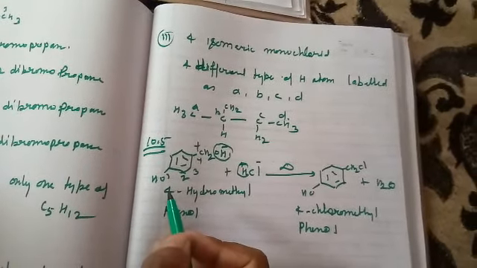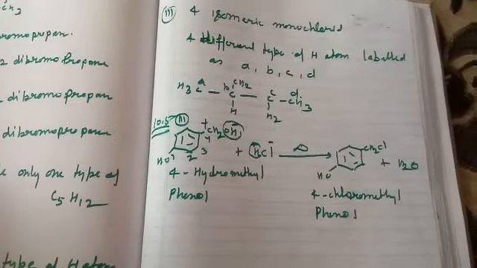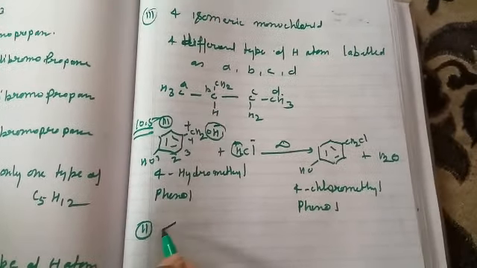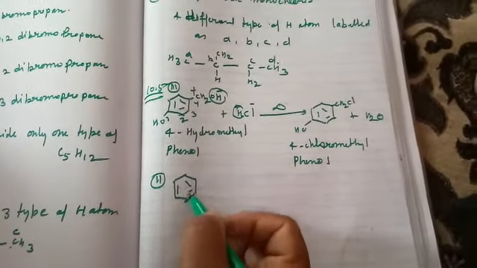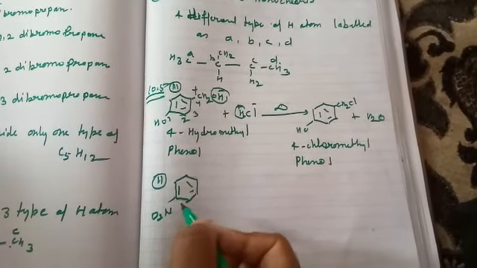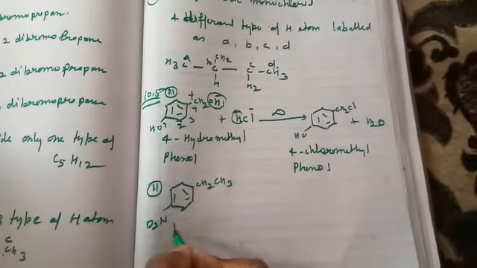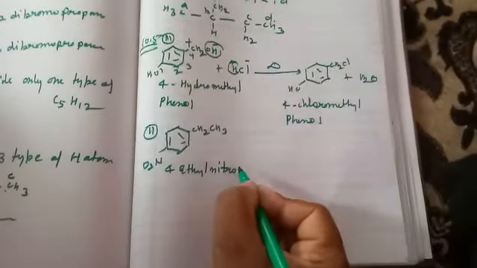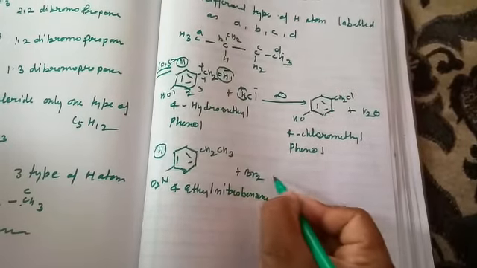Now question number 2. We get a ring with O2N, NO2 and CH2CH3. Compound name: 4-ethylnitrobenzene reacts with Br2 in the presence of light.